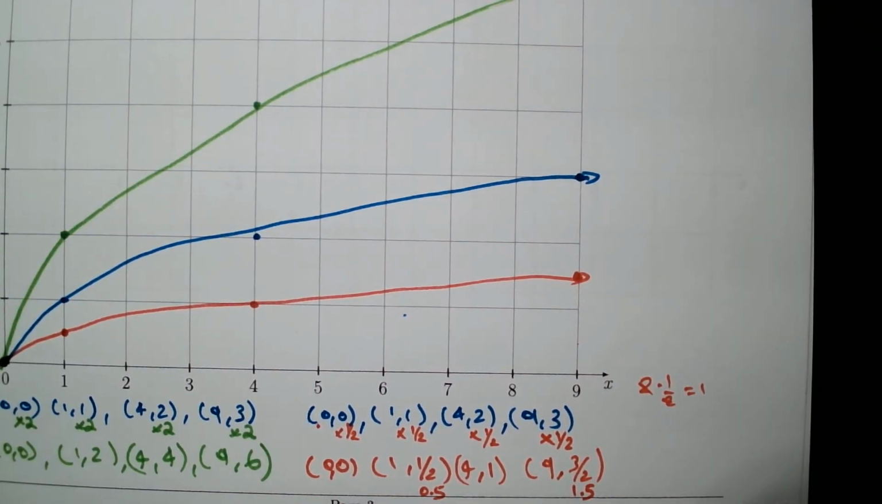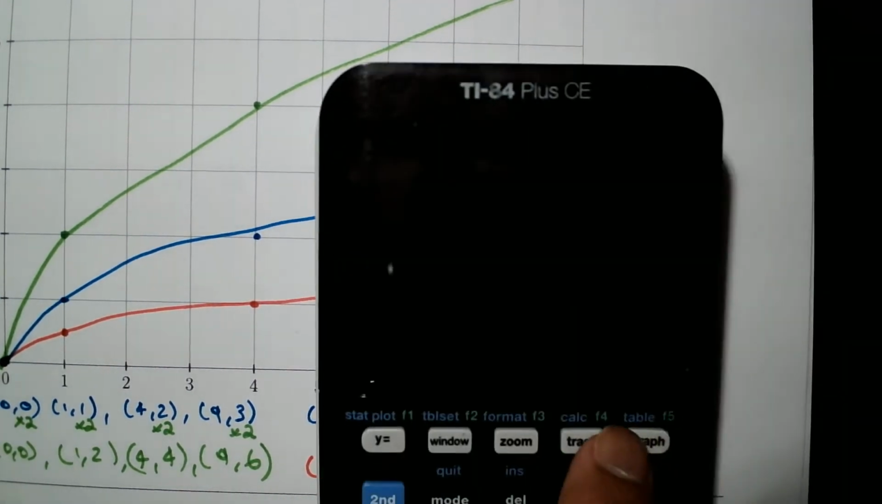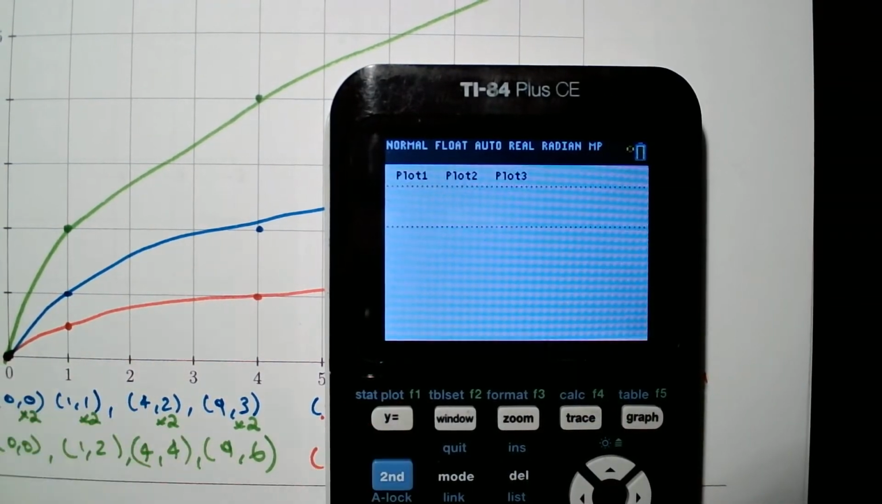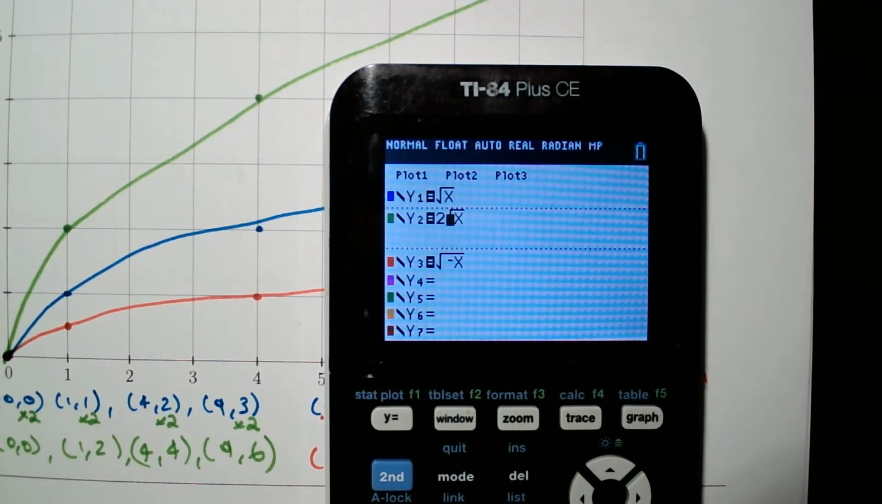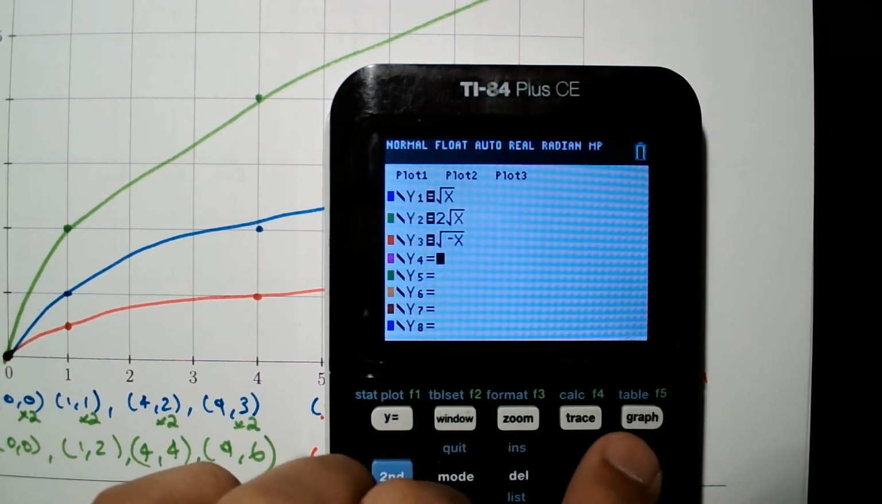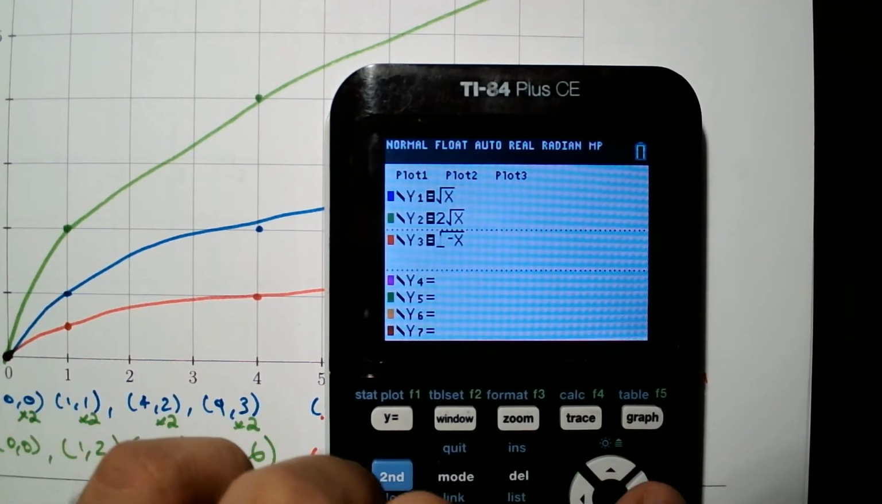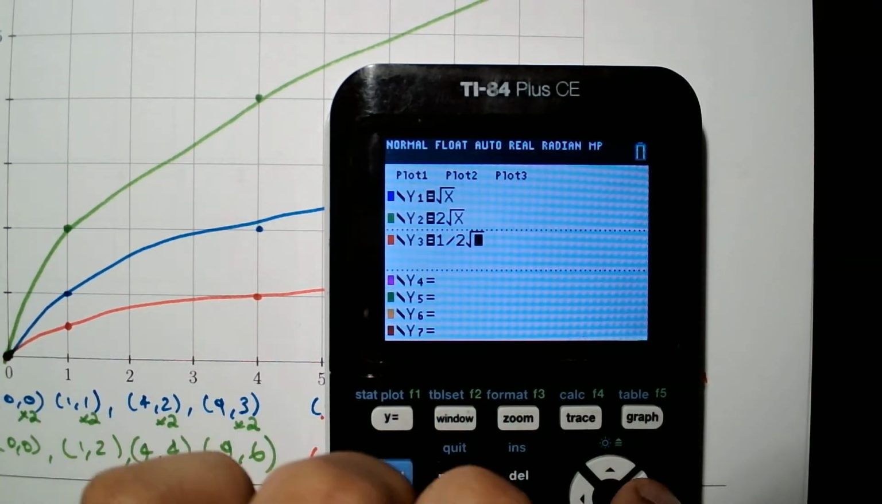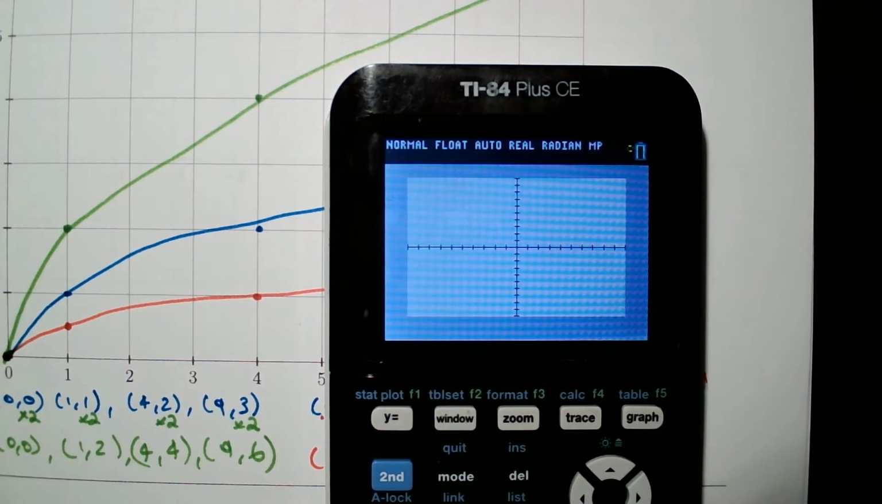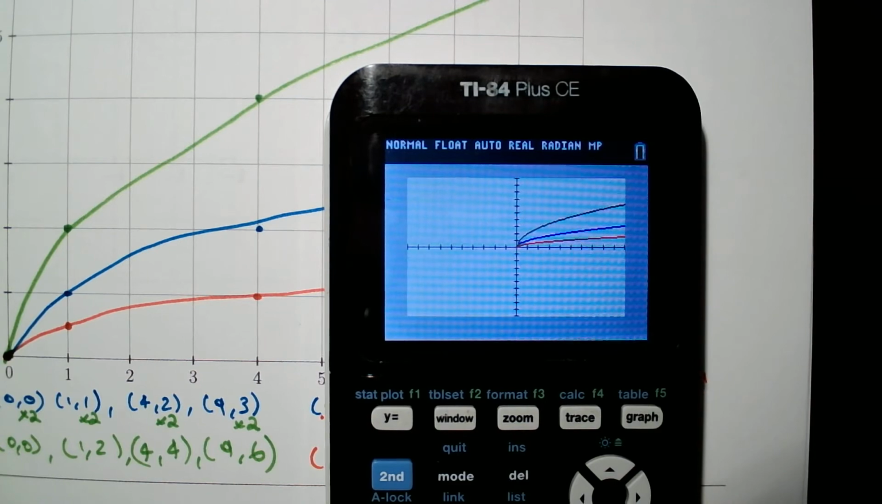So now let's do this again using the graphing calculator. So let me go to y equals. In this case, I'm going to replace this with 2 root of x, and then I'm going to second insert 1/2, and I'm going to get rid of the x. So let's graph. So there's the parent graph first, the stretched and the compressed. There it is.